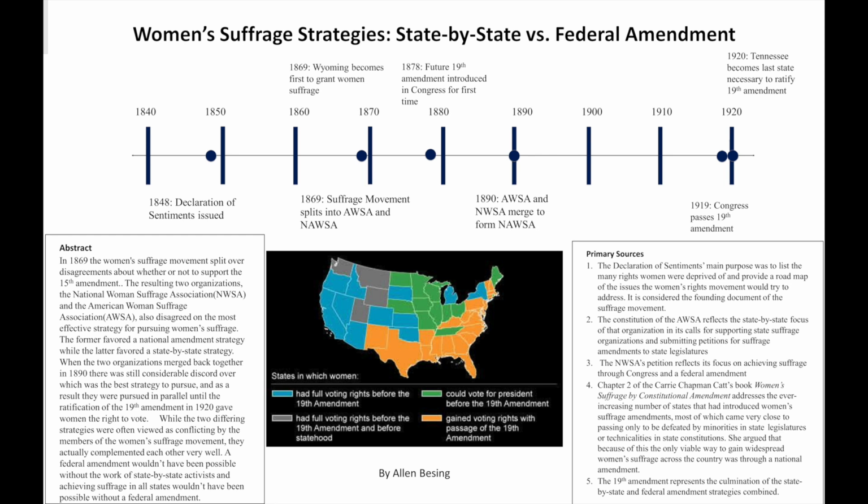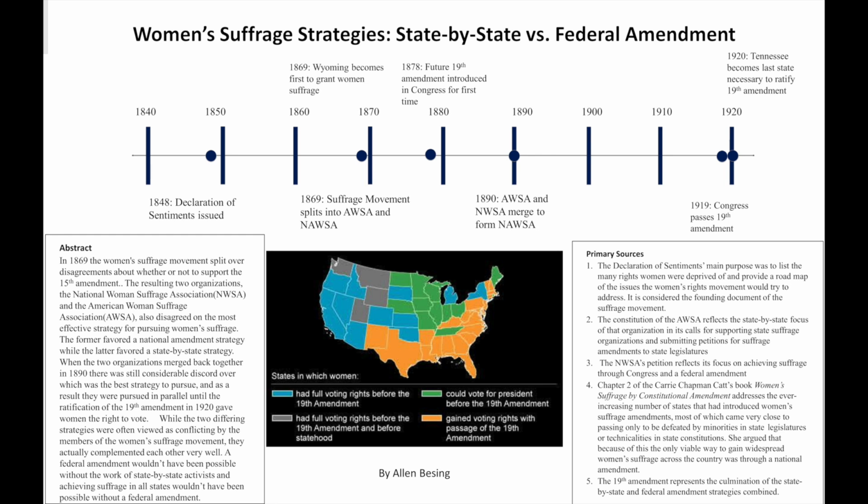Also, as you can see, I put some of the key dates of the suffrage movement at the top along the little timeline there. You've got the 1848 Declaration of Sentiments. In 1869, Wyoming becomes the first to grant women's suffrage. It was actually a territory at the time, it wasn't even a state. Also in 1869, the suffrage movement split into the AWSA and the NWSA. In 1878, the future 19th Amendment was introduced to Congress for the first time.